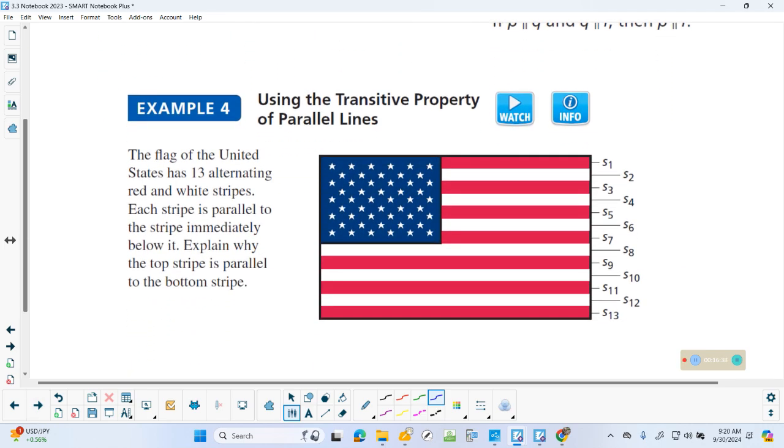So, look at the flag here. The flag of the United States has 13 alternating red and white stripes. Each stripe is parallel to the stripe immediately below. Explain why the top stripe is parallel to the bottom stripe.